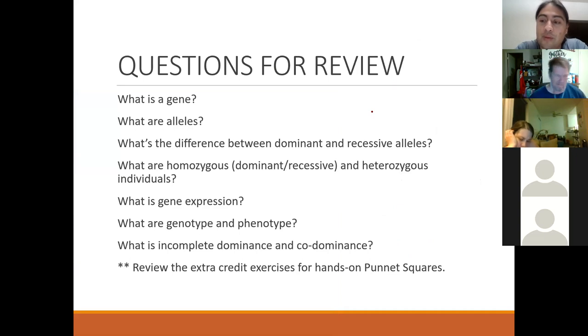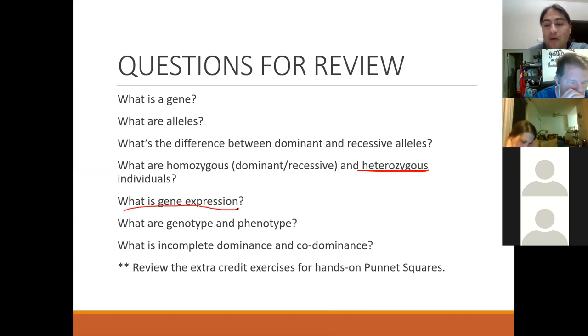What is a gene? We have to remember that a gene is just a sequence of DNA that is going to encode for a specific function, RNA or protein. Alleles, remember, are just variations of one gene. Again, the same example of eye color: blue, brown, black, hazel, gray, green, etc. The difference between dominant and recessive alleles is that dominant alleles are going to overcome and express in the presence of a recessive. A recessive is not going to express. Homozygous dominant, homozygous recessive, and heterozygous: homozygous dominant and homozygous recessive contain the same type of allele, either capital or lowercase. In the case of heterozygous, it's going to be one capital, one lowercase.